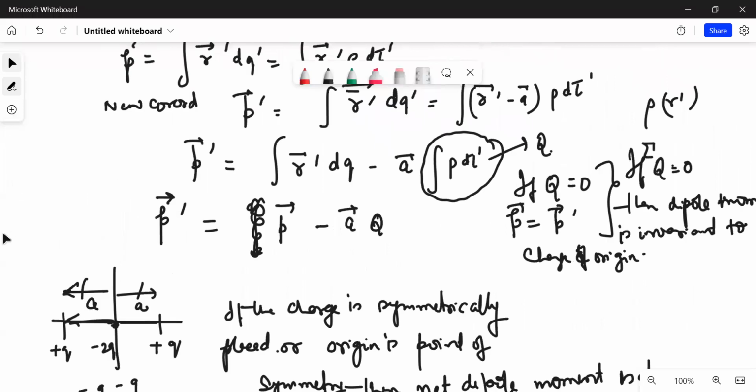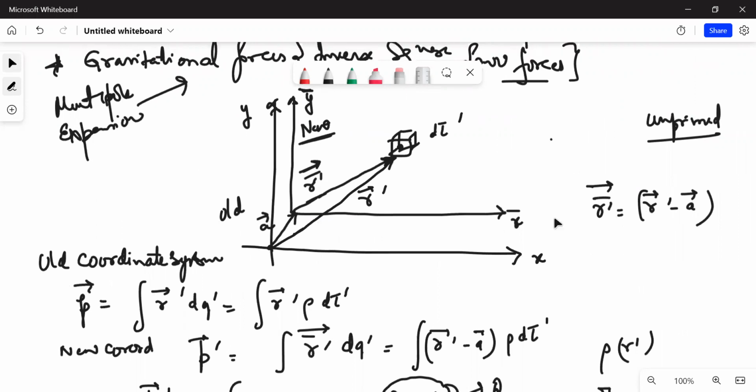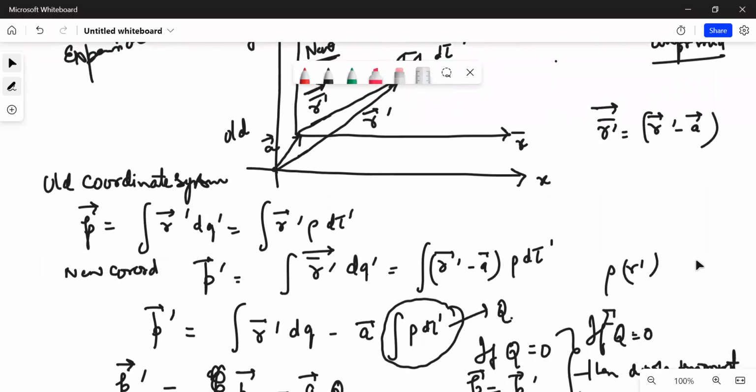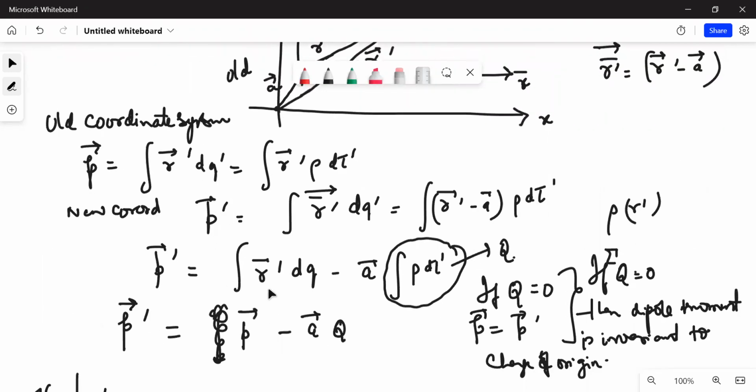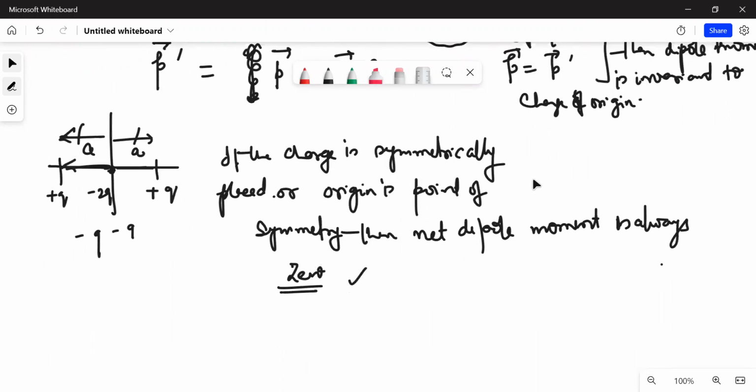Hello. So in the previous lecture, we found that if the total charge is zero and the charge distribution is symmetric with respect to the origin, or you can say the origin is a point of symmetry, then the total dipole moment would be zero and the total monopole moment would be zero. In that particular case, the leading term would be the quadrupole moment. So these two things are to be remembered.